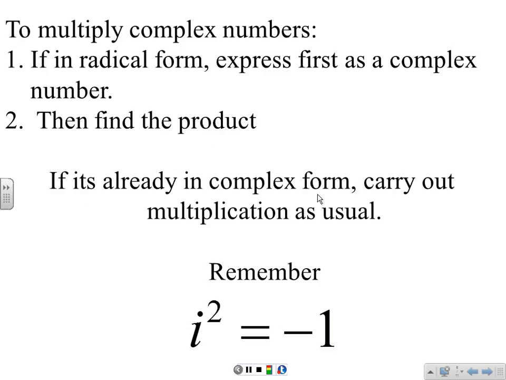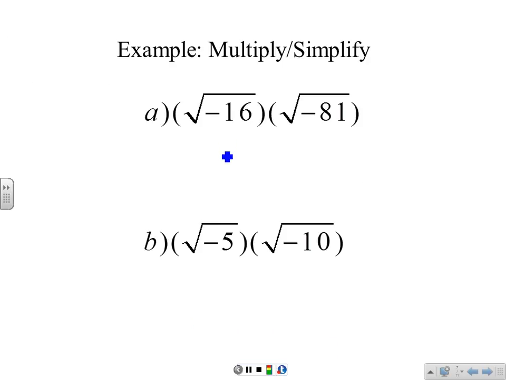If it's already in complex form, then you're just going to carry out multiplication like we did in Chapter 3. Please don't forget, if you see an i squared, you're going to replace it with -1. It's going to help you simplify these things. Okay, so for example, you see the negative underneath a square root, and so you know that this is not a real number. This is going to be a complex imaginary number. So we have to fix this. So you can't multiply the square root of -16 times the square root of -81 because, like I said, they're not real numbers. Instead, what we're going to do is write these as imaginary or complex numbers.